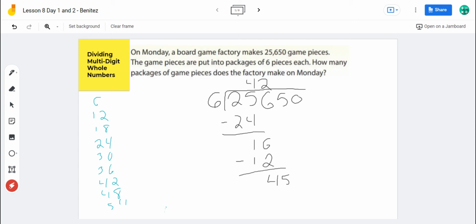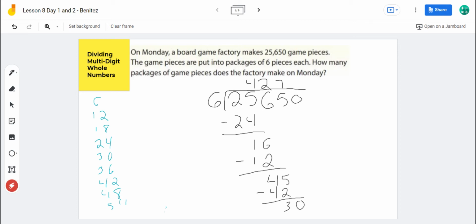So I'm gonna count the multiples of 6. I'm gonna look to see which one's the biggest before passing. Looks like 42, because 48 passes 45, so I'm gonna go back one. 42. What multiple of 6 is that? 1, 2, 3, 4, 5, 6, 7. 7. So I'm gonna put a 7 above the 5, and then I'm gonna subtract 42. 5 minus 2 is 3. Bring down the 0.